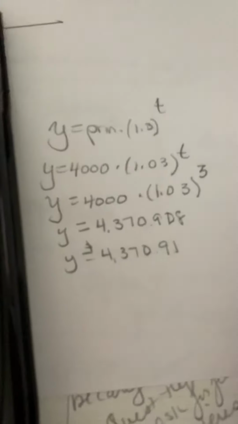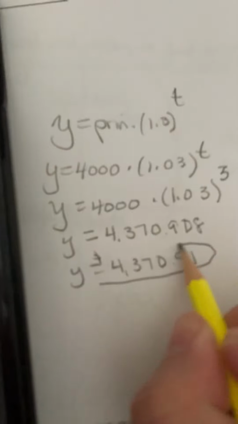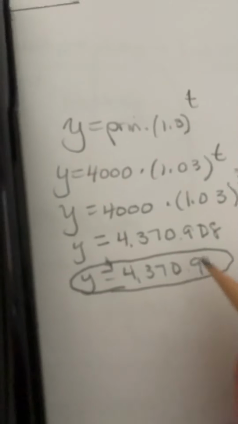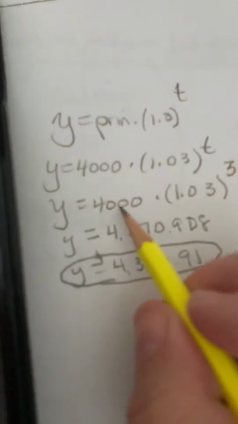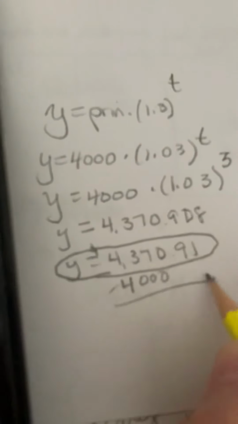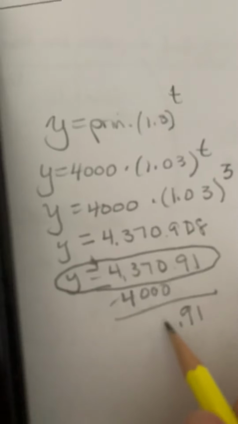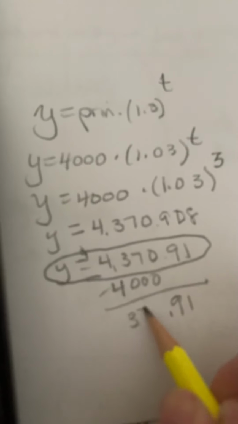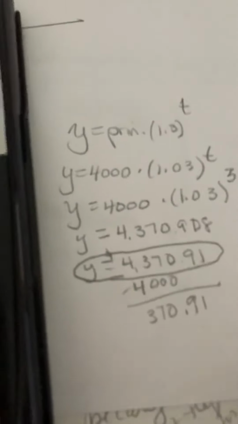Now, if they ask you how much he has total, this is your answer. But if they just ask you for the interest, it is going to be the difference of these, right? You originally had 4,000, so the interest alone is going to be $370.91. So just be mindful of that as well.